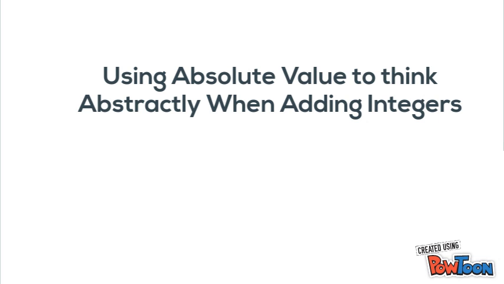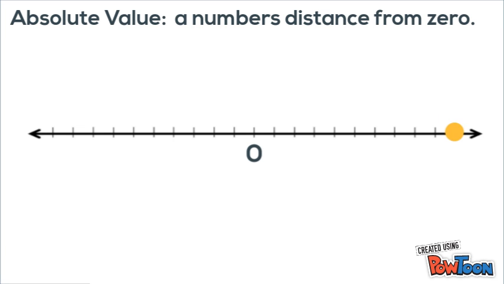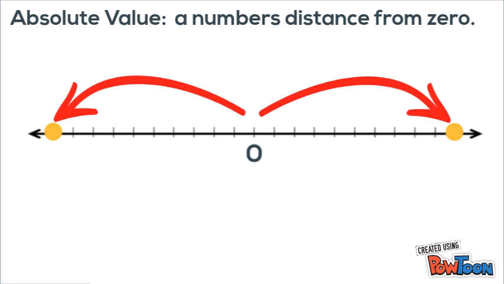Lesson, using absolute value to think abstractly when adding a pair of integers. Alright, let's get started. First, let's talk about what absolute value is. A number's absolute value is its distance from zero given as a neutral number, meaning absolute value is neither positive nor negative, it's just a measure of distance.